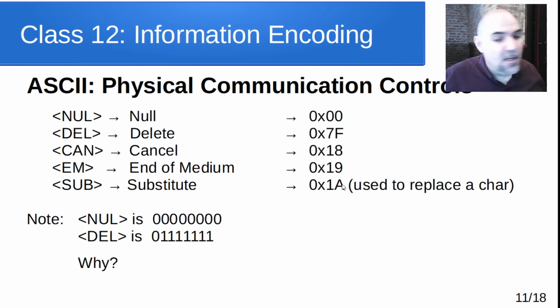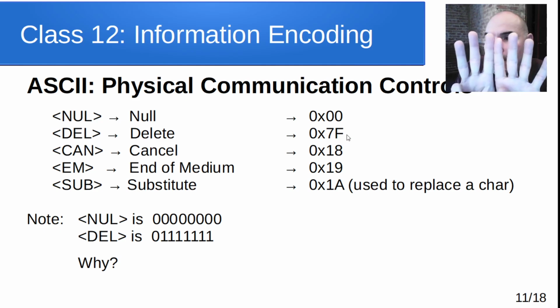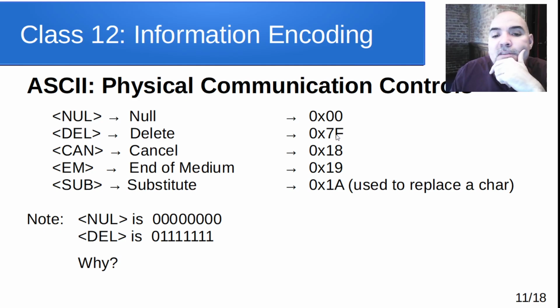All right, the last couple things here that we're going to look at are the device controls or physical communication controls. And you'll notice we have the null character, which is all zeros. We have the delete character, which is 7F. And I should point out here that ASCII was originally a 7-bit code, not 8. And that's why this is 7F. That's all of them ones. And you'll notice that null is all of them zeros.